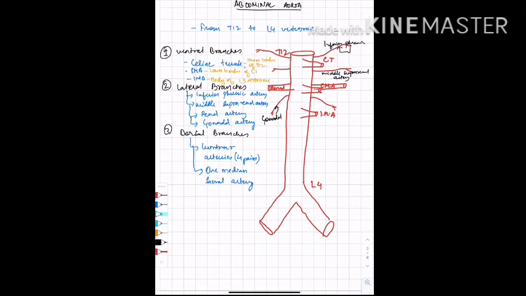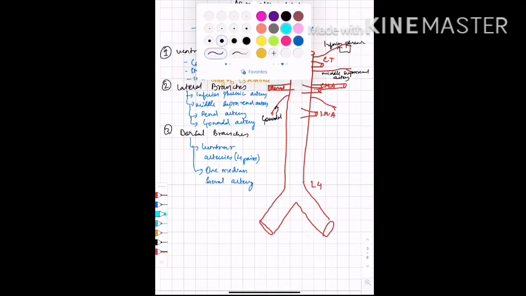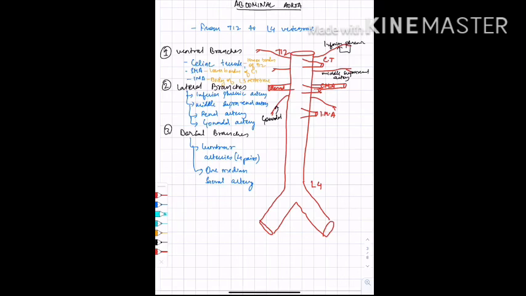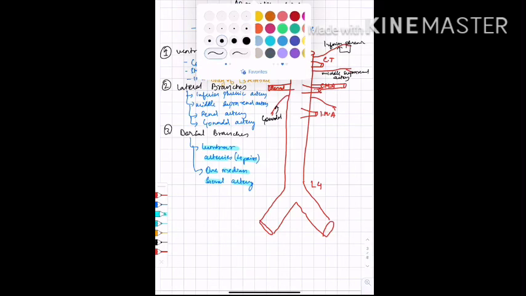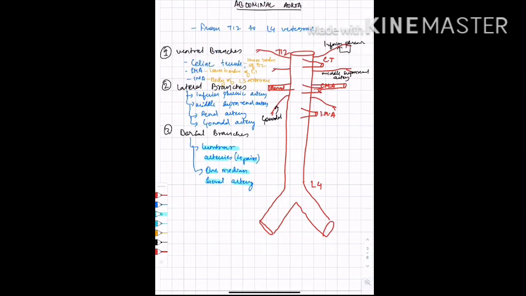Dorsal branches we won't be able to show you on this diagram because this is the ventral aspect of the abdominal aorta. But I have already told you that dorsal branches are divided into lumbar arteries, that is 4 pairs, and there is one single median sacral artery. Remember, it is median, not medial. Median, M-E-D-I-A-N, not L. So we have seen that these are the branches of abdominal aorta. We'll see once more in the table.